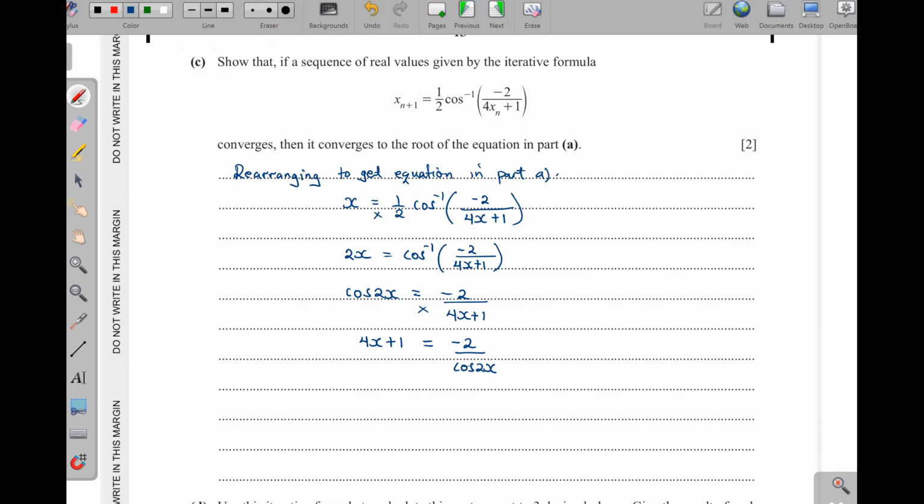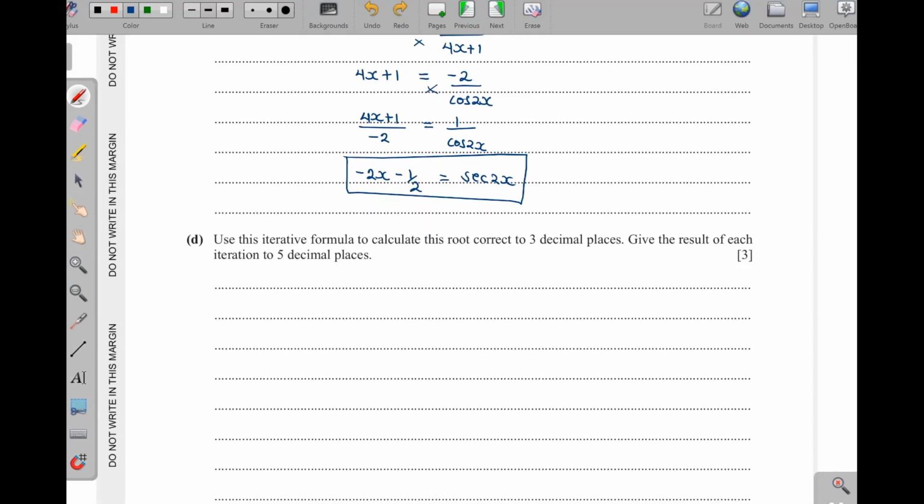Then what else do we have here? I can even bring this one here, and you have 4x plus 1, then divide by negative 2. Then this will be 1 over cos 2x. Now here 4x divided by negative 2 gives negative 2x, and 1 divided by negative 2 gives negative a half. And here this is sec 2x. We had sec 2x equal to that. Then part D: use this iterative formula to calculate this root correct to 3 decimal places.